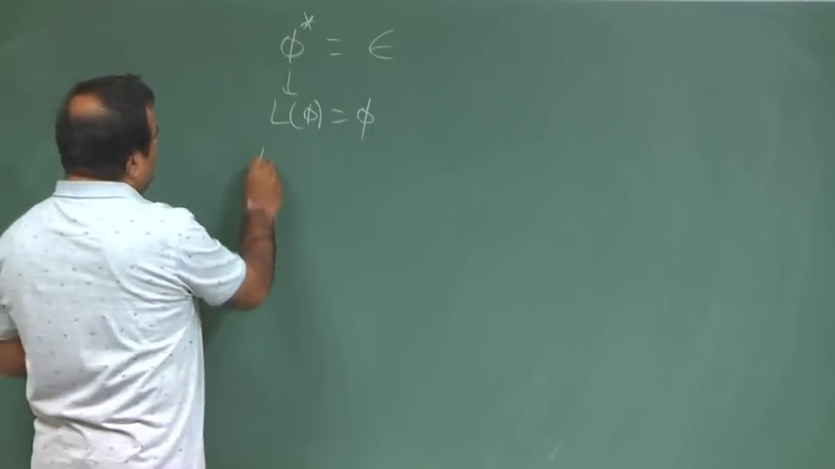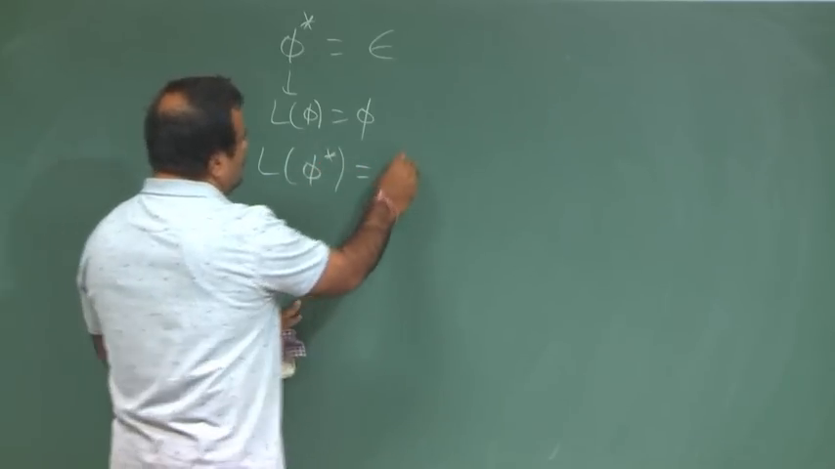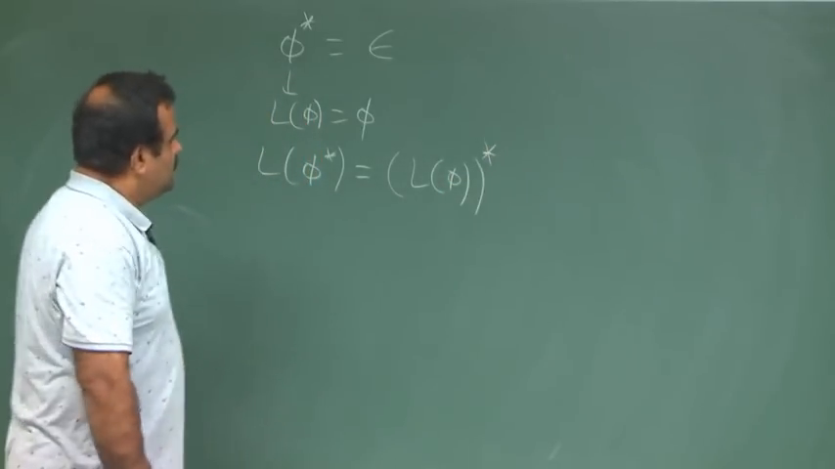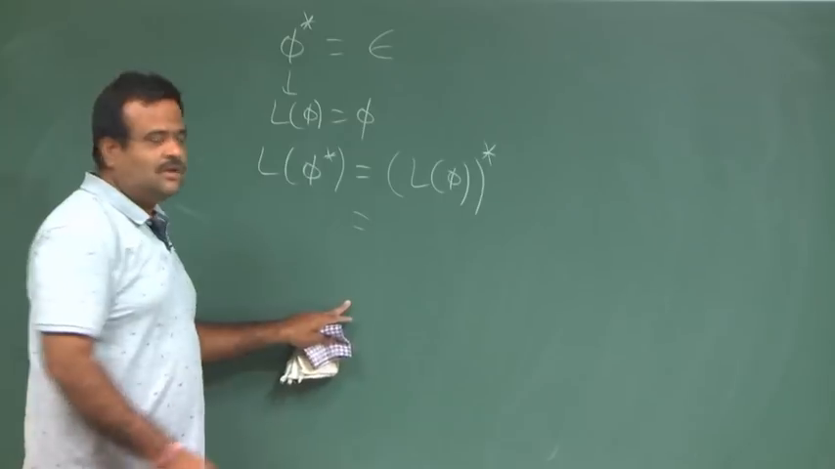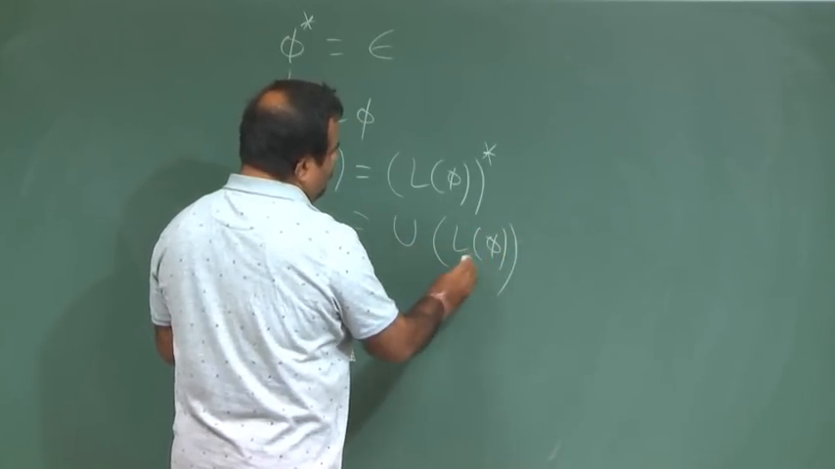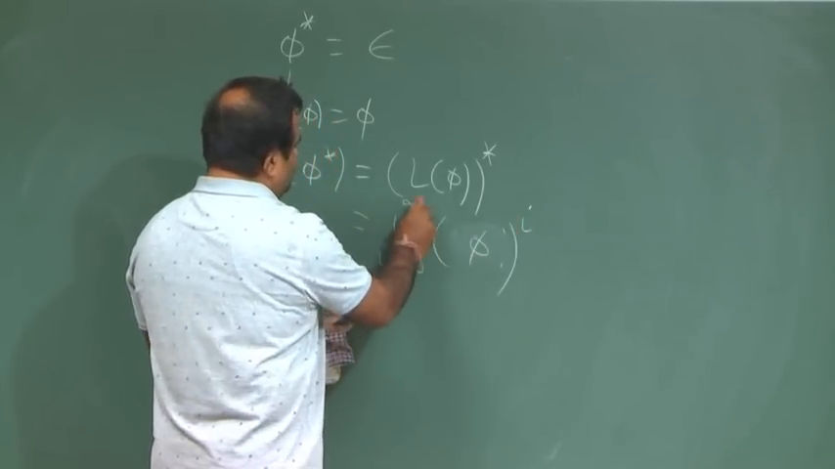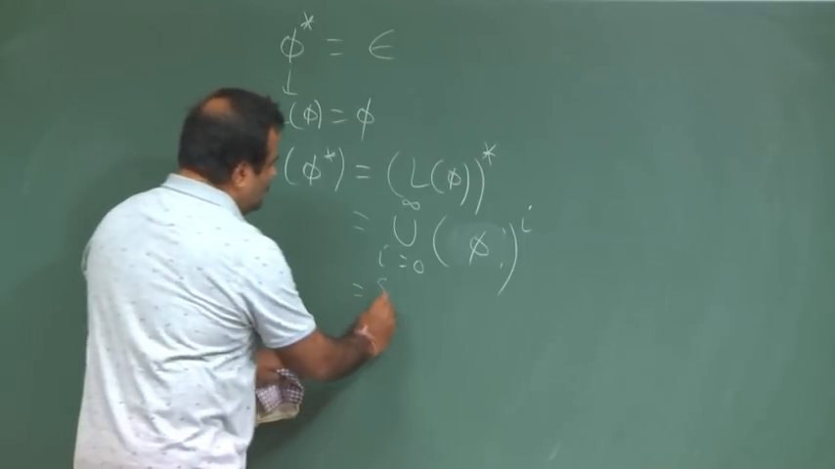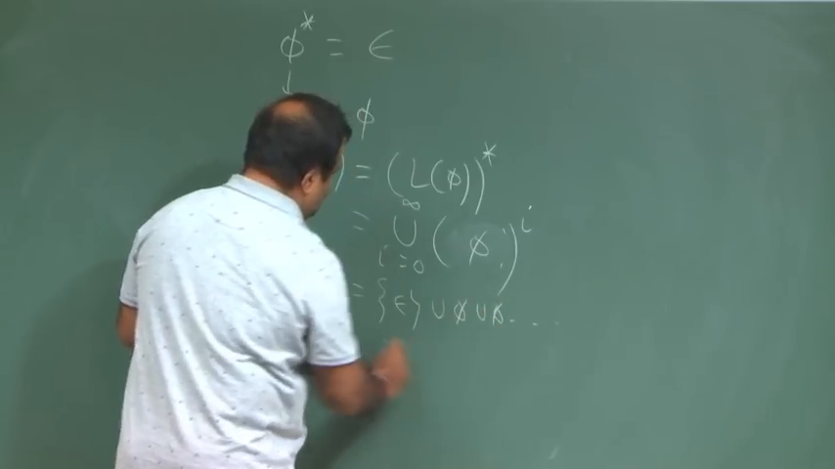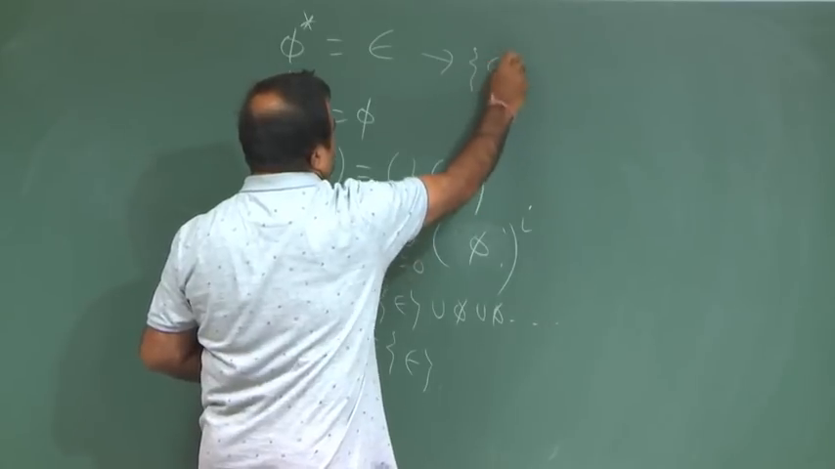So, now what is the language corresponding to phi to the power star? Once we take the star, it is the union of the languages corresponding to phi to the power i, for i equal to 0 to infinity. Once we have 0, then epsilon will be there, and the remaining are all phi, because nobody is there in that set. So, this is basically epsilon, and this also corresponds to epsilon.